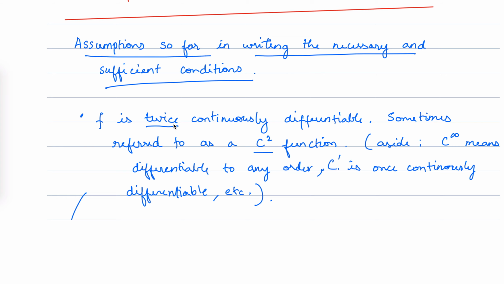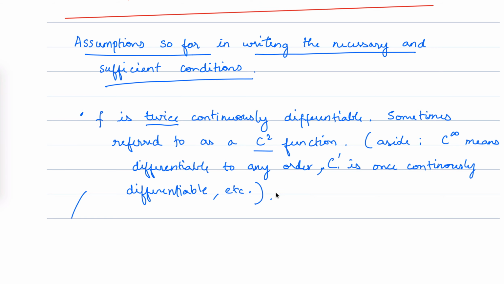Twice continuously differentiable means it's differentiable twice, and the second derivative and the first derivative are continuous, and the function itself is continuous, of course. That goes without saying. So functions that have these properties are called C2 functions. If the function is arbitrarily differentiable continuously, then those functions are called C infinity functions. A C1 function would be once continuously differentiable, which means that you have a derivative, and the derivative is continuous everywhere.